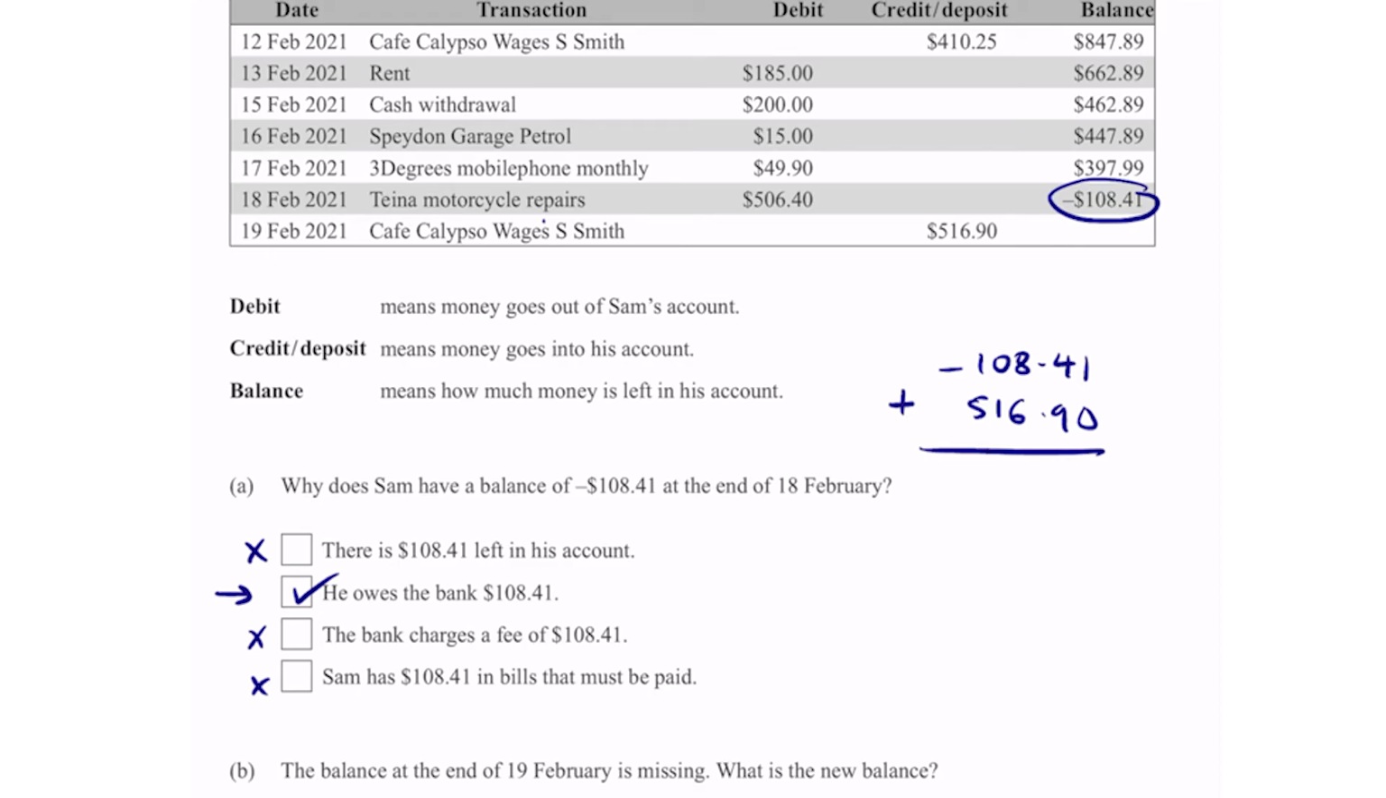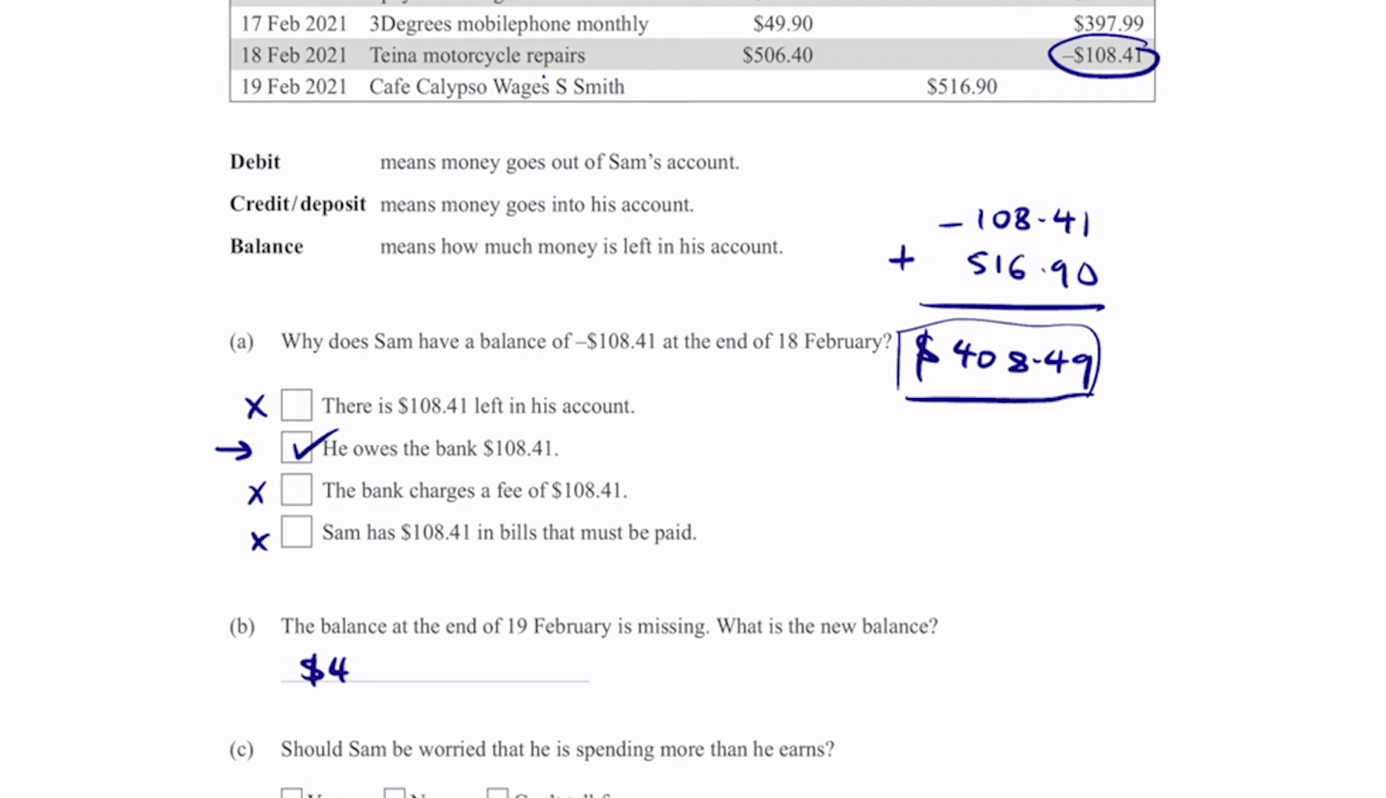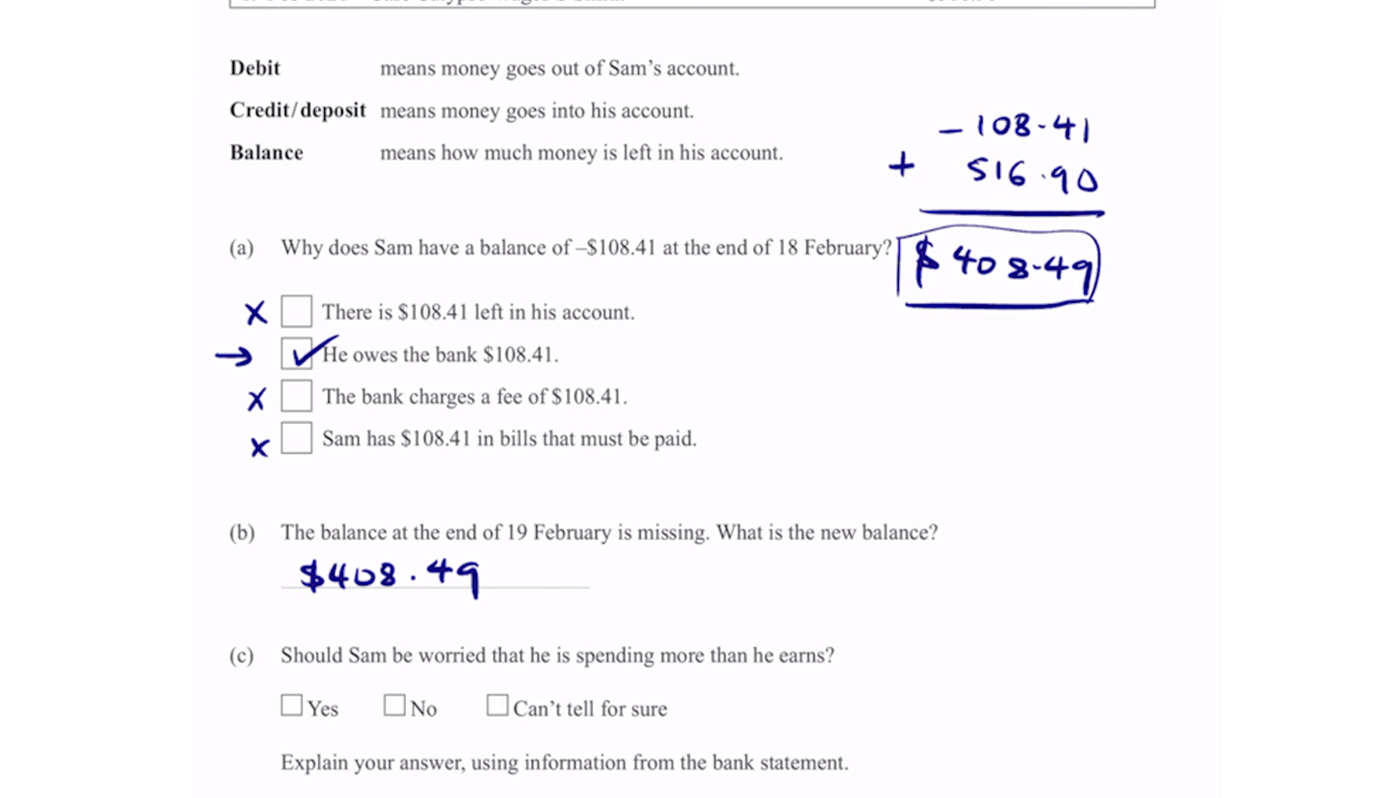You can use a calculator for that, or you can do it by hand. It's up to you. We're going to end up with $408.49. Let's double check that I've done the math correctly. 408.49 added with 108.41 should give me 516.9. Good. So why is this number less than this number? It's because he owed that money to the bank. When the money goes into his account, it's being paid off or given back to the bank. So his new balance is $408.49.